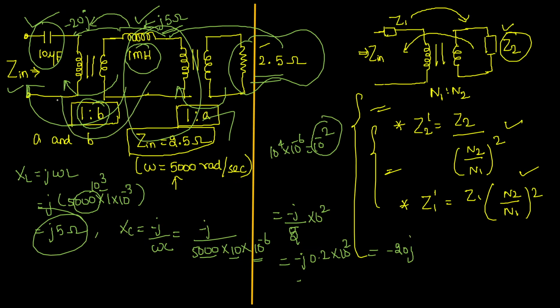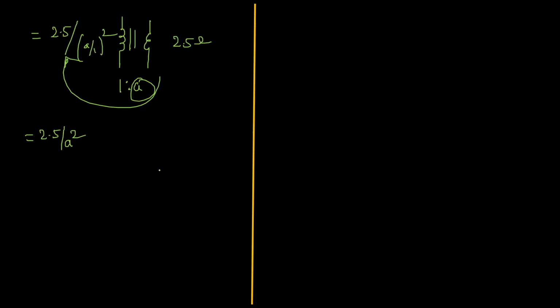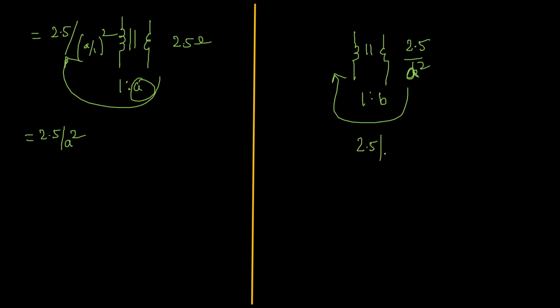Now again we have to transform this from the secondary side to the primary side of the first transformer. How will you do that? For that, there is one more transformer, also having a primary and secondary. Now the resistance is placed at this position. This transformer ratio is 1:b. If you are transforming from here to here, what will happen? Once again, the resistance value is 2.5 divided by a square, whole divided by n2 by n1 whole square. n2 value is b by 1 whole square. Finally, this can be written as 2.5 upon a square into b square. Can I write like this?